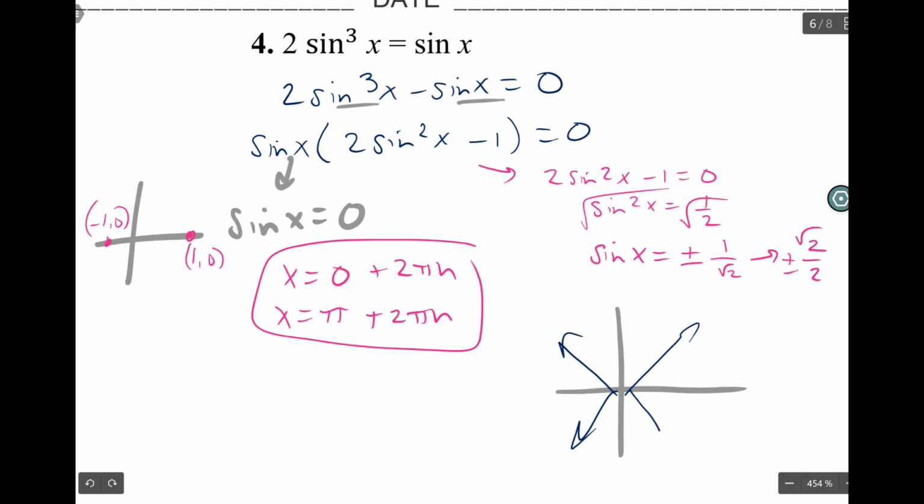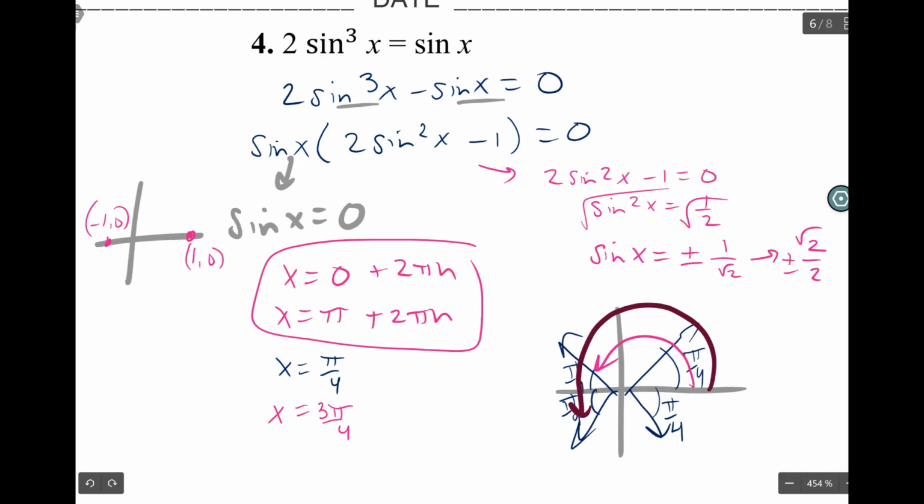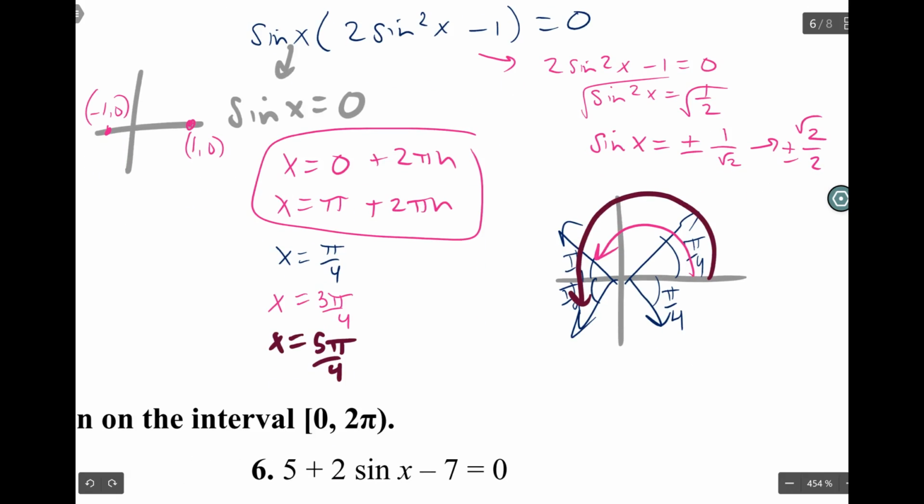Here, here, because don't forget we have plus and minus. So every one of these has a reference angle of pi over 4. So I have x is equal to pi over 4. This one, to get to here, is x equals 3 pi over 4. To get all the way to there, x equals 5 pi over 4. And then, to get all the way around here, x equals 7 pi over 4.